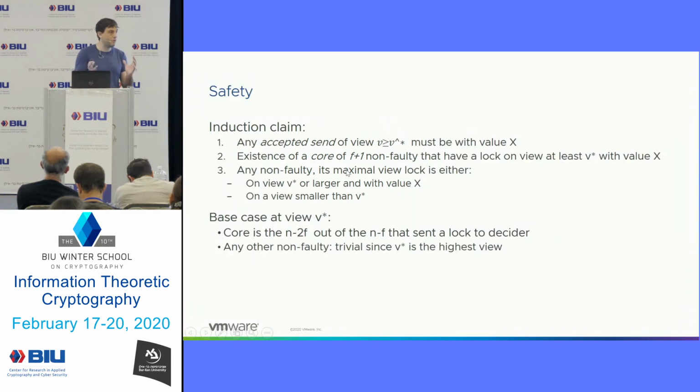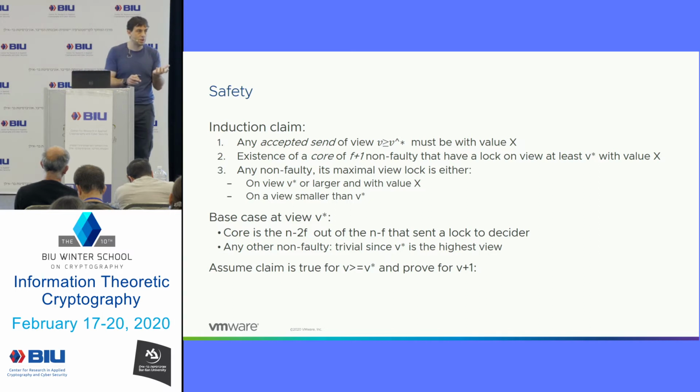And since we are now in view V star, this core of f plus 1 non-faulty are locked on V star. Obviously, V star is the highest view because this is the current view. So this is why these three induction claims hold for the view V star. Is that clear? Yeah, and then we'll do the same thing by induction. We will assume that this is true for all views that are V star and larger, V, and we will prove this same three-point claim for the view V plus 1.